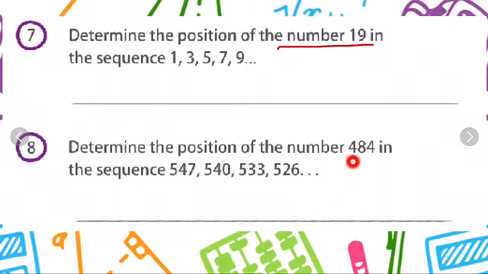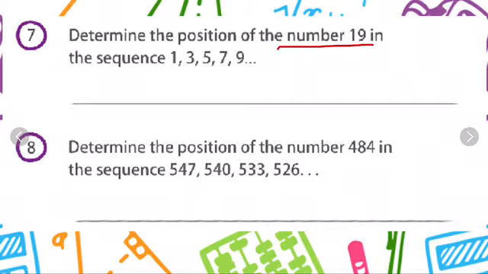Exercise number 8 says, determine the position of the number 484 in the sequence: 547, 540, 533, 526. Look at the sequence. What are they doing also, okay? Take a look at it.